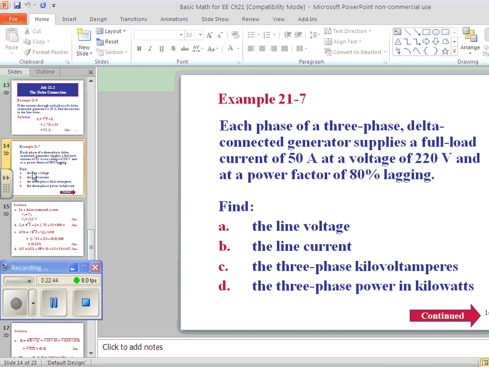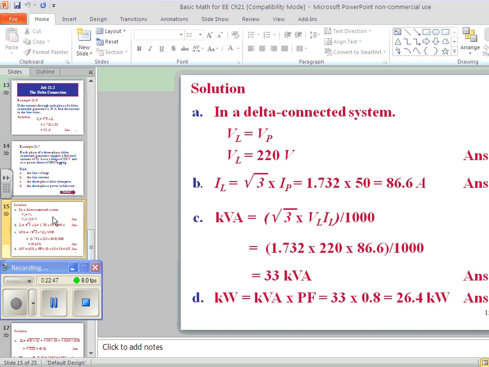So let's go down to the next one. So the square root of 3 times the phase current of 50 amps gives us 86.6 amps. It's our line current. And what is our total power? The total apparent power is the square root of 3 times the line voltage times the line current. And then we're going to put it in proper engineering notation by dividing out by 1,000. So 1.732 times 220 times 86.6 is what?